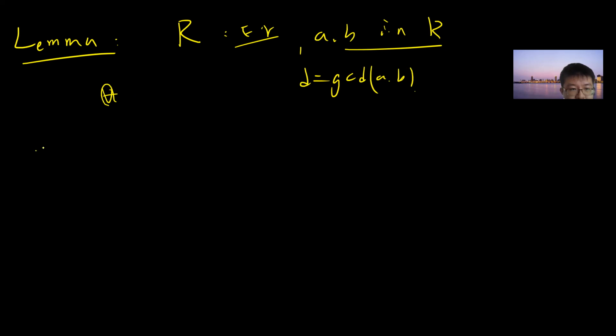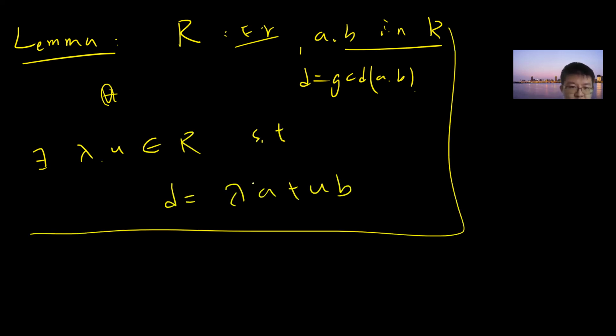Then there's a lambda and mu in R such that D is lambda A plus mu B. Right, so this is the elementary school result. Basically, your greatest common divisor can be written as a linear combination of the original A and B. Okay. So, proof.